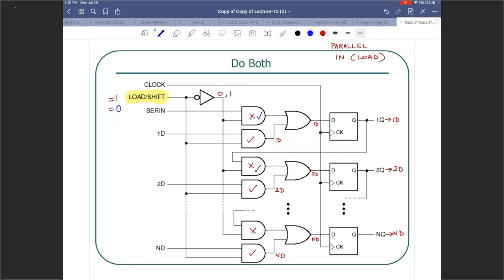That is 0. That means this is out. This is out. This is out. This is in. Okay. Now, if that is the case, I would have to understand, for the blue, what is coming over here. Well, this is the serial input, right? So serial input here. That means serial input here. So 1Q in this case will be serial input.